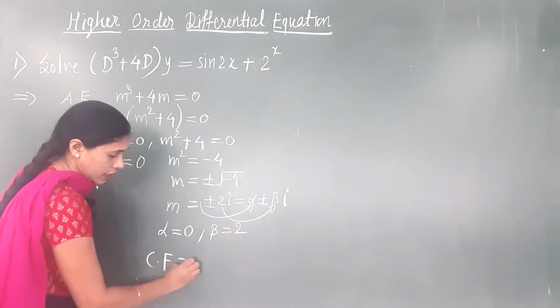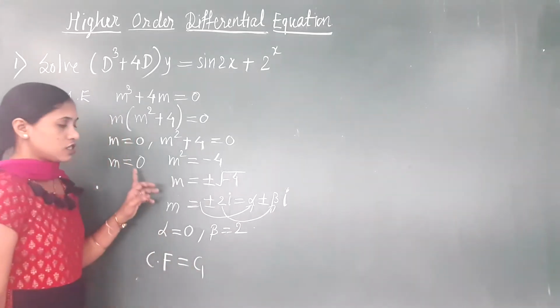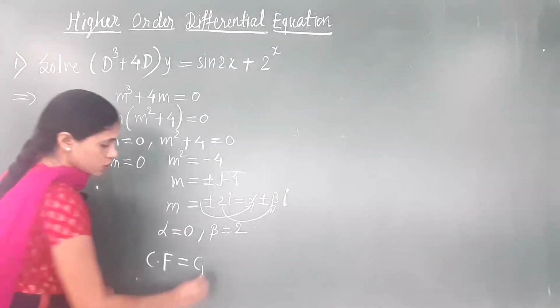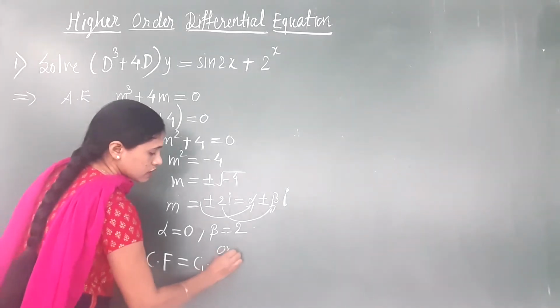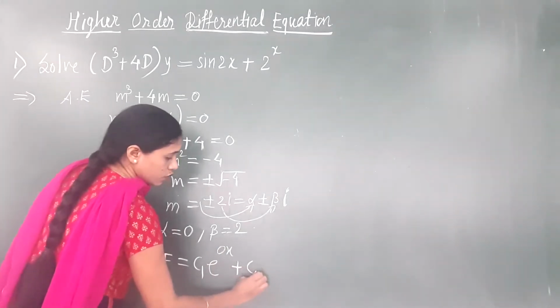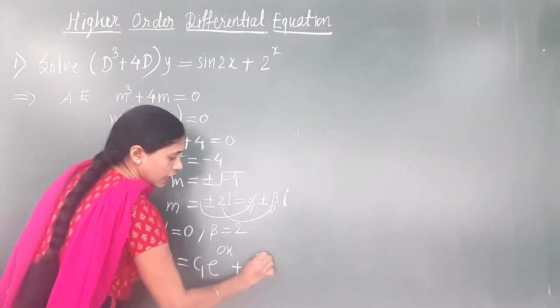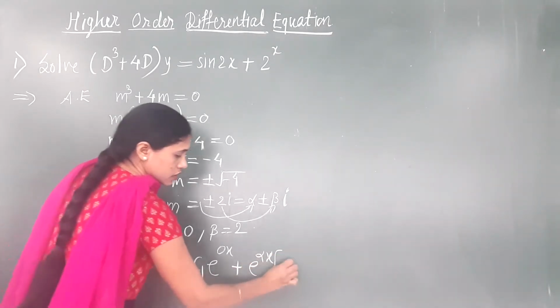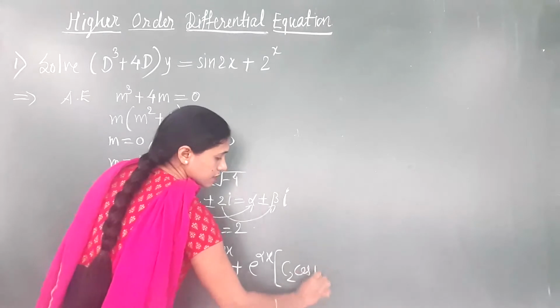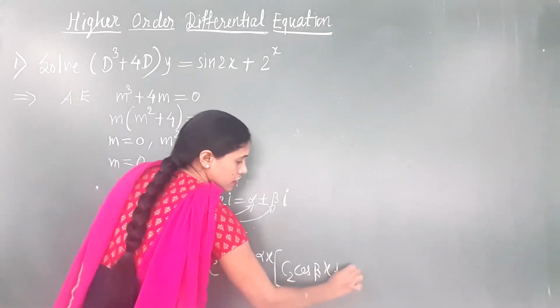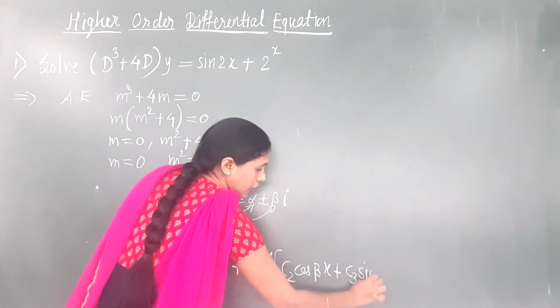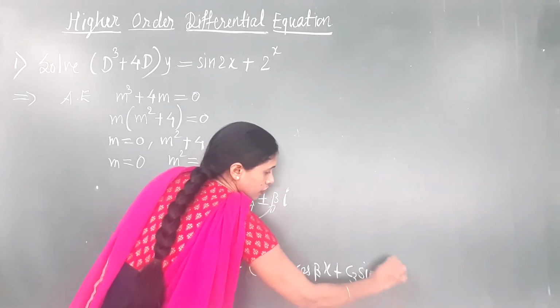Now how to write CF? CF can be written as C1, since the first root is a real root, C1 e to the power 0x, plus e to the power alpha x in bracket C2 cos beta x plus C3 sin beta x.